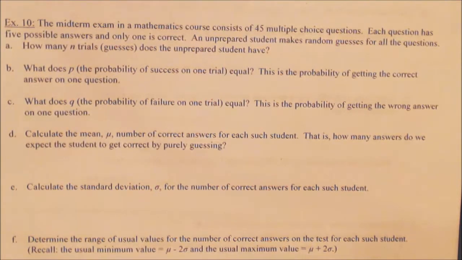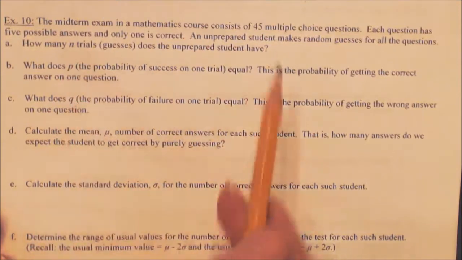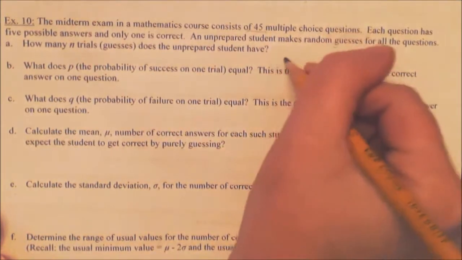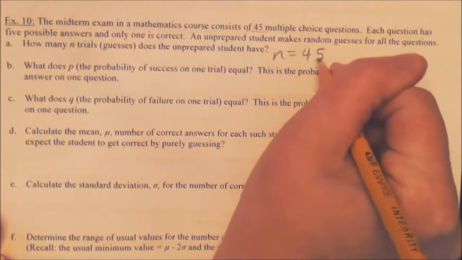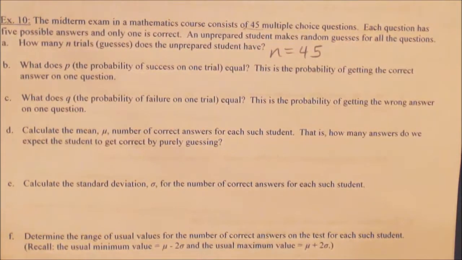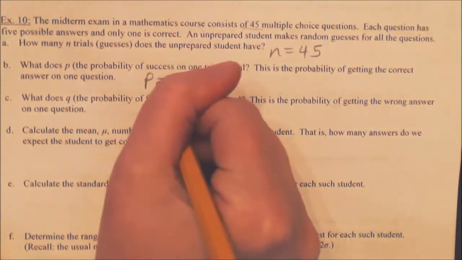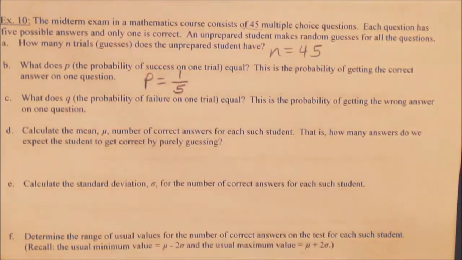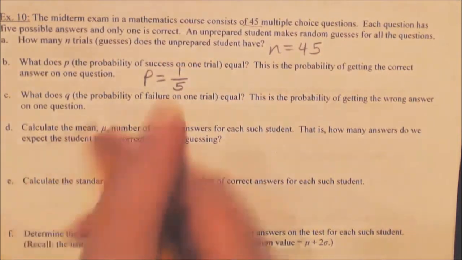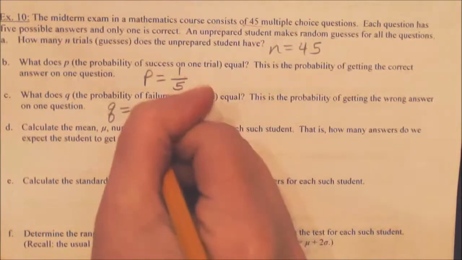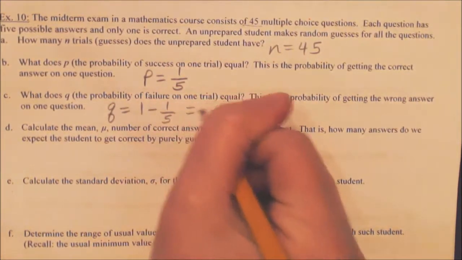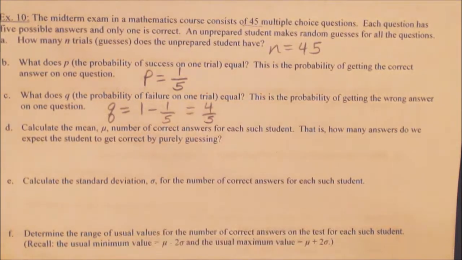And we have a fixed number of trials. So the number of trials, n, would be the number of questions on the test. So n is going to be 45. What is p? The probability of success on one trial. Are they equal? Yes, because each question has 5 possible choices. So the probability of getting it correct would be 1 out of 5. q would be the probability of failure. So that's going to be the complement of p. So 1 minus 1/5, which gives us 4/5.